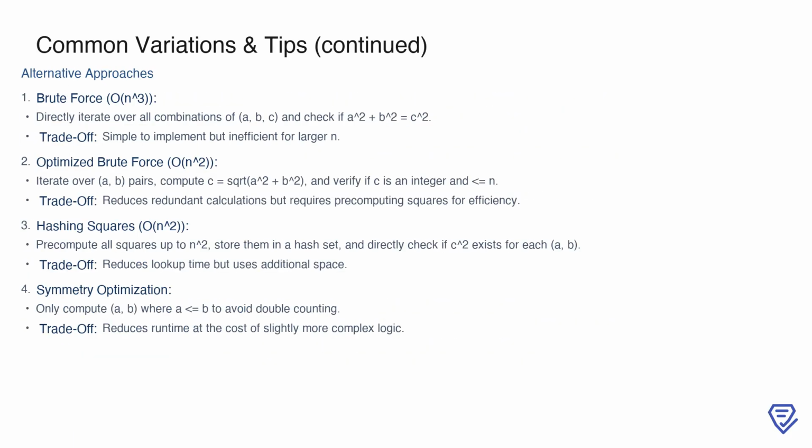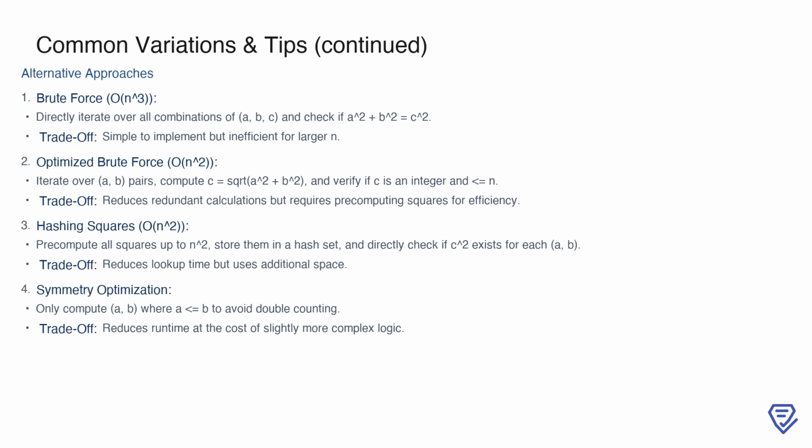Finally, let's discuss some alternative approaches. The brute force method iterates over all combinations of A, B, and C to check if A squared plus B squared equals C squared. While simple to implement, it has a time complexity of O(n cubed), and becomes impractical for larger values of n. A more optimized brute force approach reduces this to O(n squared), by iterating over pairs of A and B, computing C as the square root of A squared plus B squared, and verifying its validity. Pre-computing squares further improves this method's efficiency.